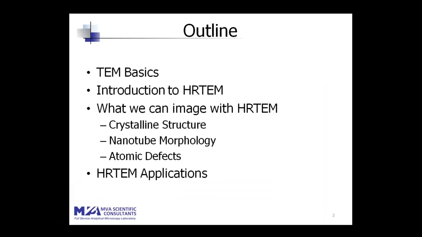So just a basic outline for this talk. I'm going to start by going through just a short introduction into TEM in general, use that to segue into an introduction into HRTEM and how that's a little bit different from regular TEM operation. Then I can talk about what we can image with the HRTEM, specifically crystalline structure of nanoparticles, nanotube morphology, and some atomic defects. I'll talk about some classes of atomic defects and instances where HRTEM has been used to image atomic defects. And then at the end, I'll include a couple applications of HRTEM in literature and some capabilities that we can have to do the same or similar things as well.